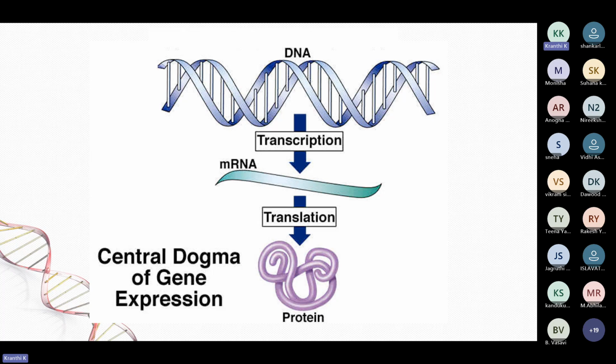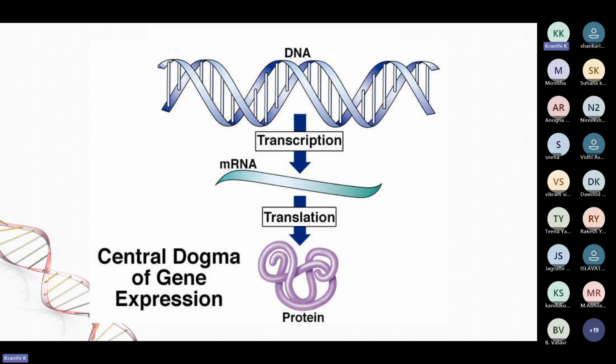So here, what is the central dogma? Central dogma means DNA to RNA, then RNA to protein. DNA to RNA is called transcription. Then from RNA to formation of the protein is called translation. Then what is the replication here? Replica means same, right?